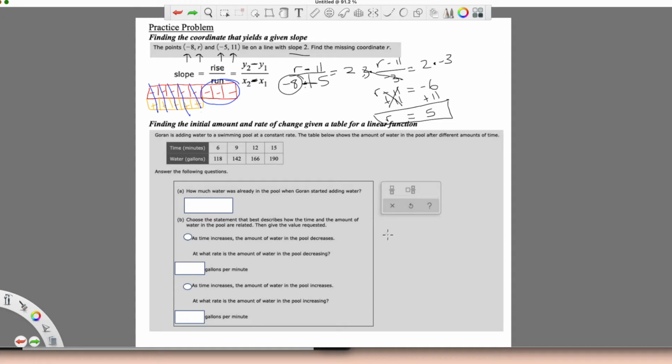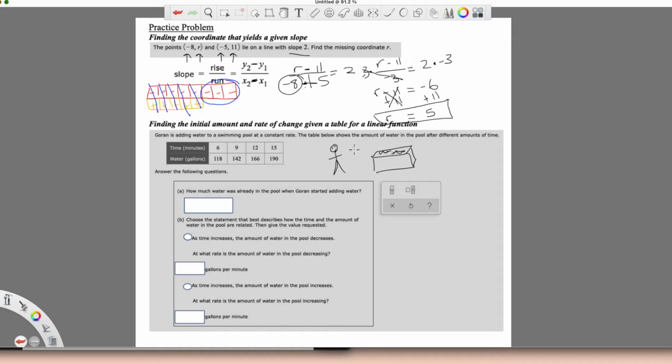All right, so let's go ahead and look at this next problem down below. So we have finding the initial amount of a rate of change given a table for a linear function. All right, so Goran is adding water to a swimming pool, right? So here we have Goran, and I'm not very good at drawing a swimming pool, but we're going to pretend like it's rectangular here, and it's got some water in it, and it's a very small pool. It's in the background somewhere, and he's adding water to it.